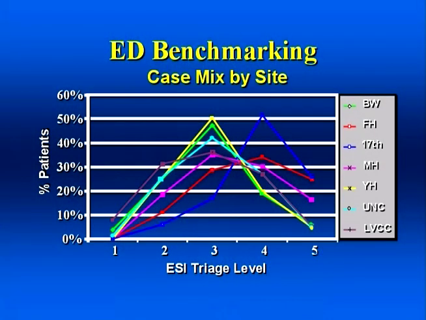Finally, this chart depicts the ability of emergency departments using the ESI system to benchmark or compare themselves to other emergency departments. Case mix is depicted on the y-axis and triage level is on the x-axis. It is clear from examining this graph that the 17th Street Emergency Department sees a very different case mix with a much lower acuity. And indeed, this is the case. The facility is more of an urgent care walk-in than a full-service emergency department.